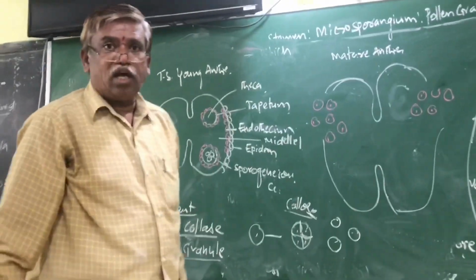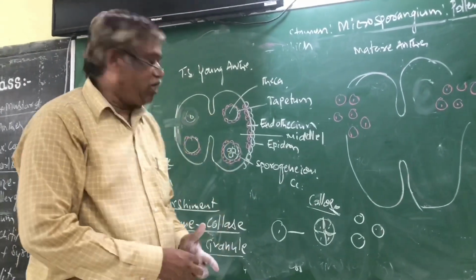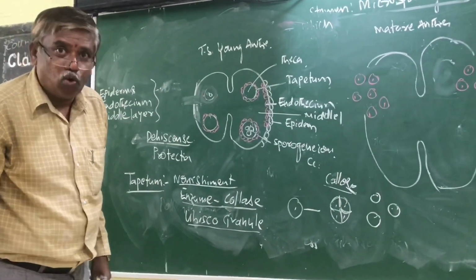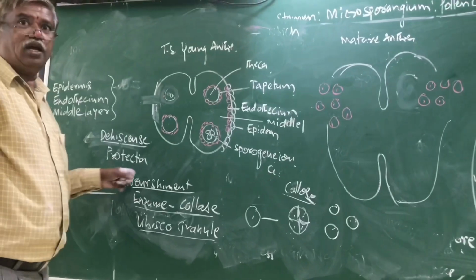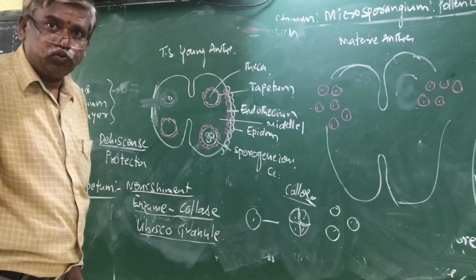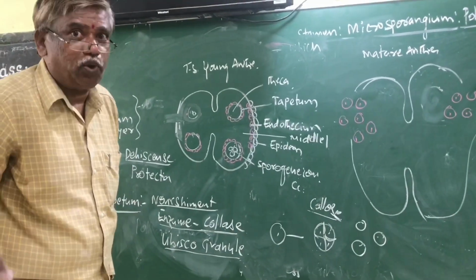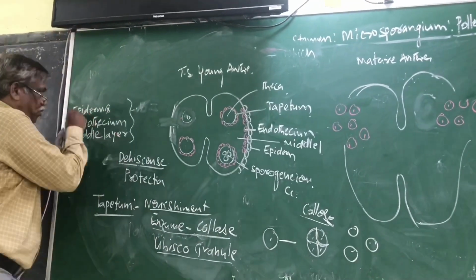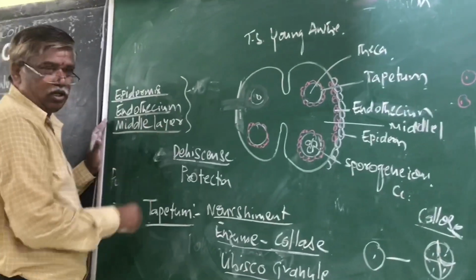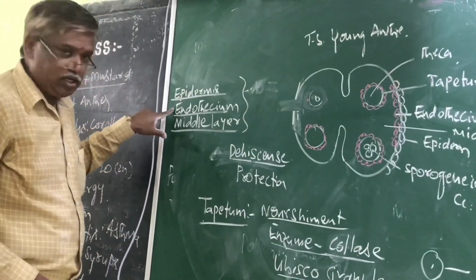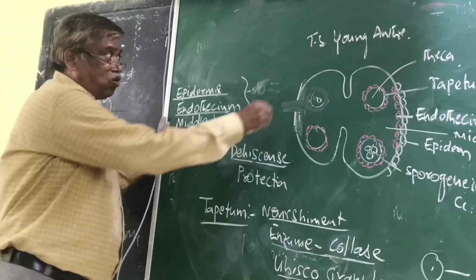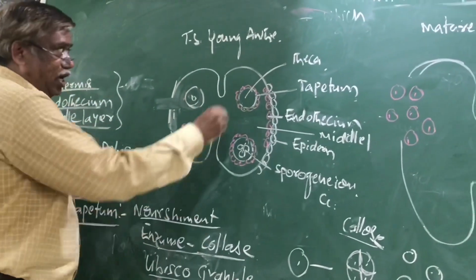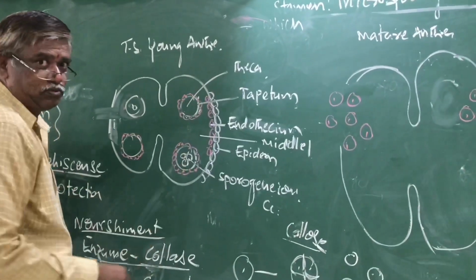But according to the NCERT book, only one function is mentioned, that is nourishment. Who gives the nourishment to whom? The tapetum provides nourishment to the developing pollen. But see one thing: epidermis, endothecium, middle layer. It is a single layer, it is many layers. And now the tapetum. Be careful. Each cell of the tapetum is binucleated.